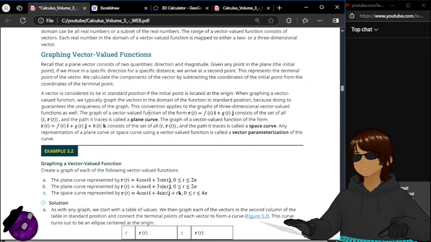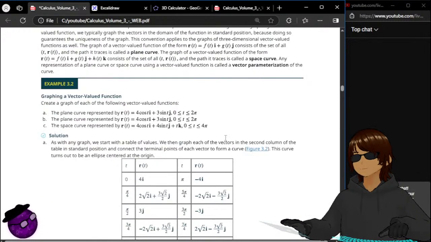The graph of the vector valued function of the form r(t) = f(t)i + g(t)j consists of the set of all r(t), and the path it traces is called a plane curve. The graph of the three-dimensional form consists of the set of all r(t), and the path it traces is called a space curve. Any representation of a plane curve or space curve using a vector valued function is called a vector parameterization of the curve.